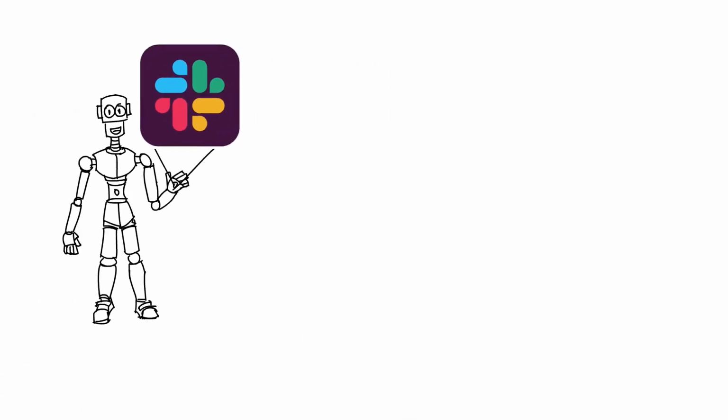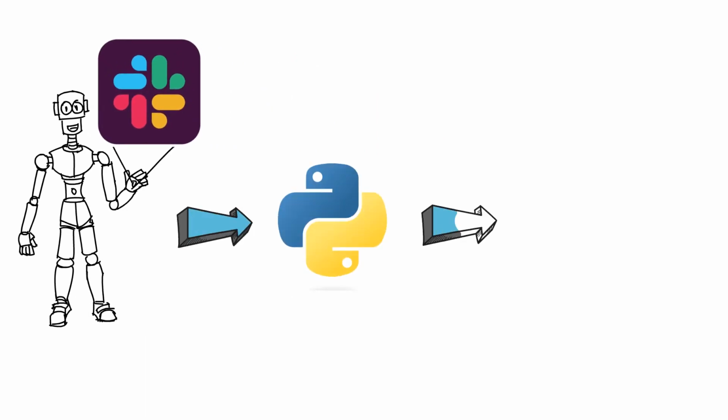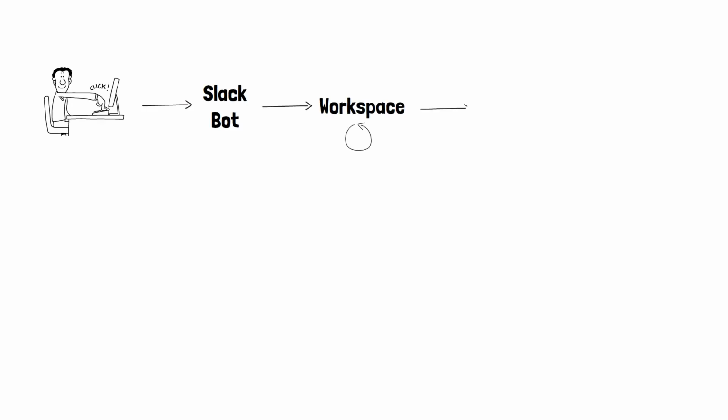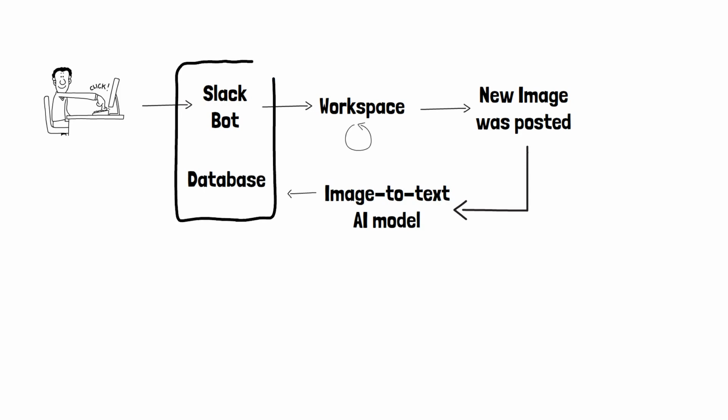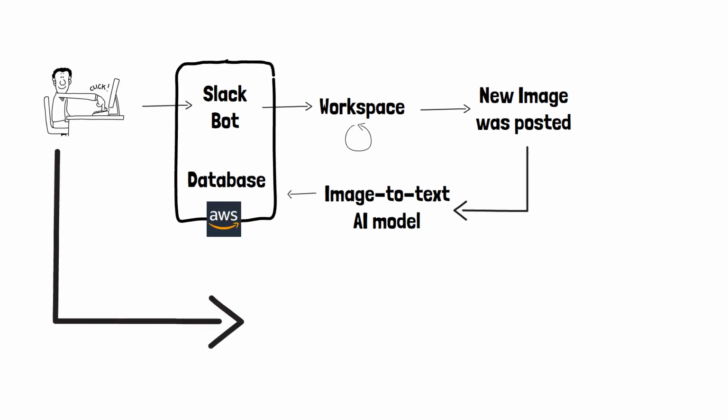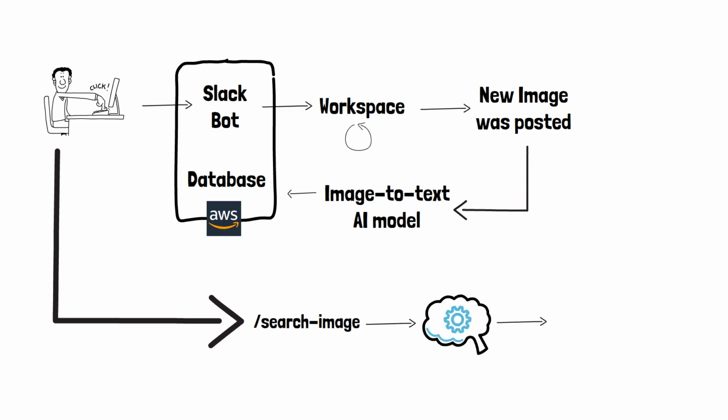The Slack bot is an instance developed in Python and hosted on AWS. When you add the bot to a conversation, it keeps waiting for new images to be posted. When it happens, we apply an image-to-text machine learning model to extract the text from the image, and we store that information in a database. And finally, when a user inserts a command, we apply an algorithm that calculates a similarity between the phrase and all the images and return an ordered list of all the most relevant images.